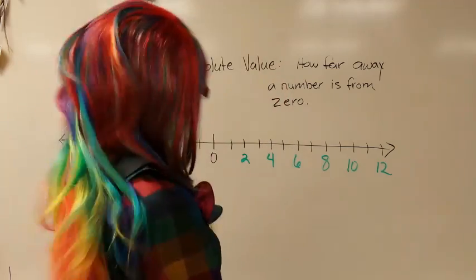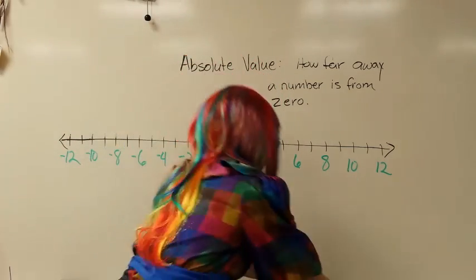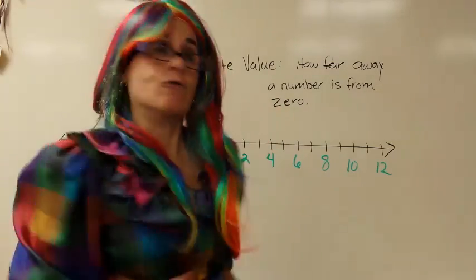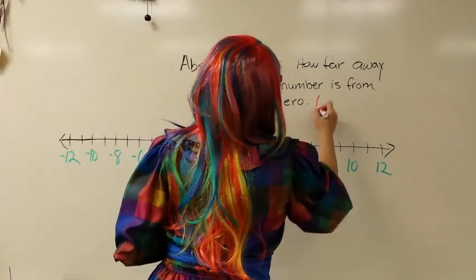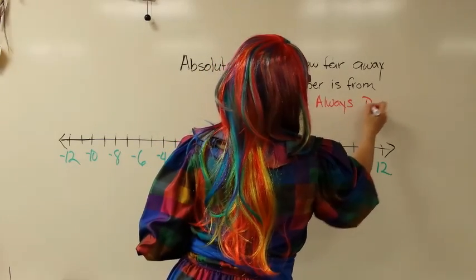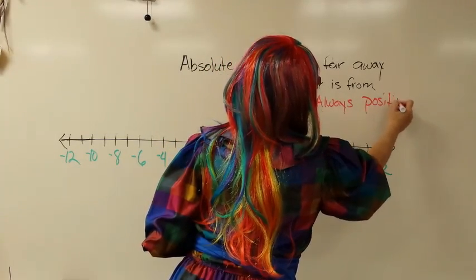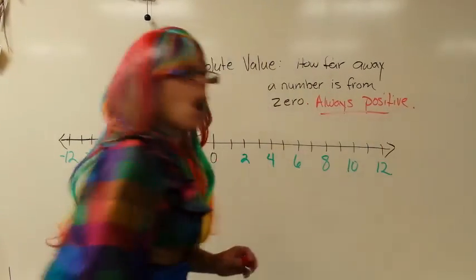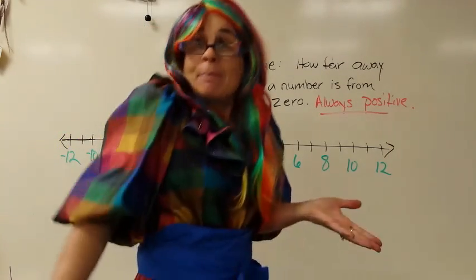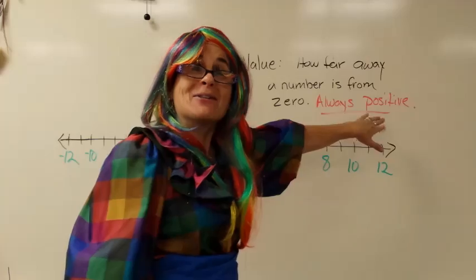Another important thing that you should know about absolute value is that it is absolutely always positive. That is right. I'm going to put that down in red so it'll stand out for you. It's always positive. Always a positive number, okay? Just think about your answer always has to be happy, so it's got a positive attitude.